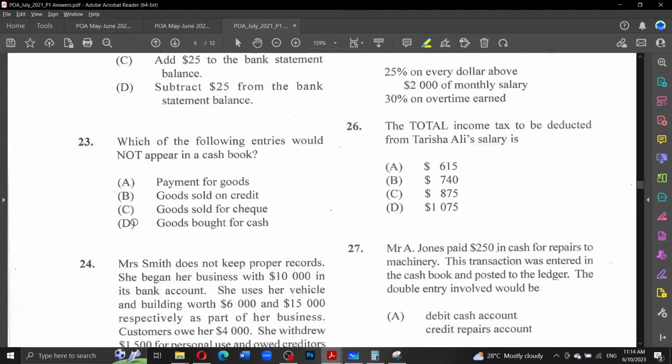The following entries would not appear in the cash book. The cash book deals with cash and bank payments and receipts. Goods sold on credit, you did not include credit in here.